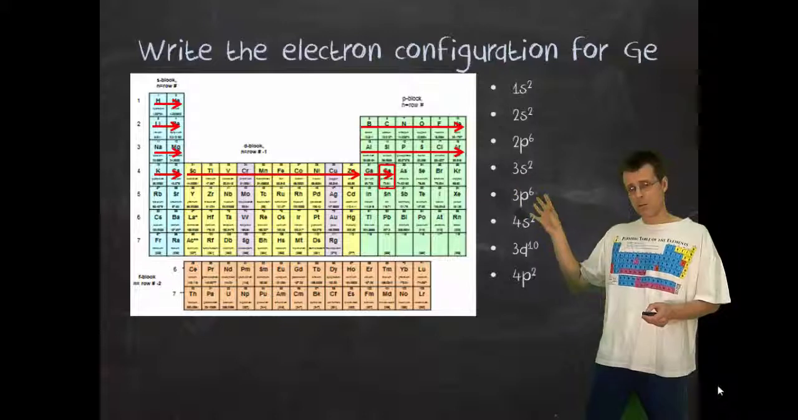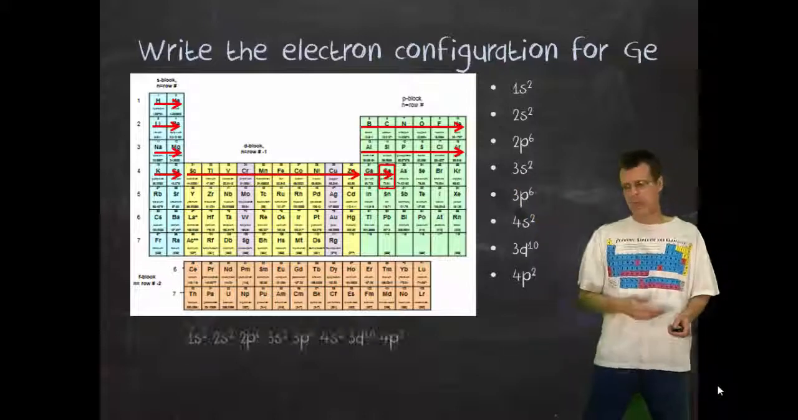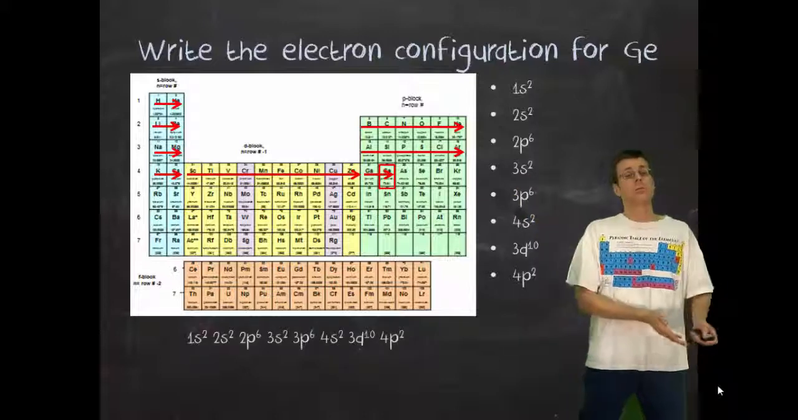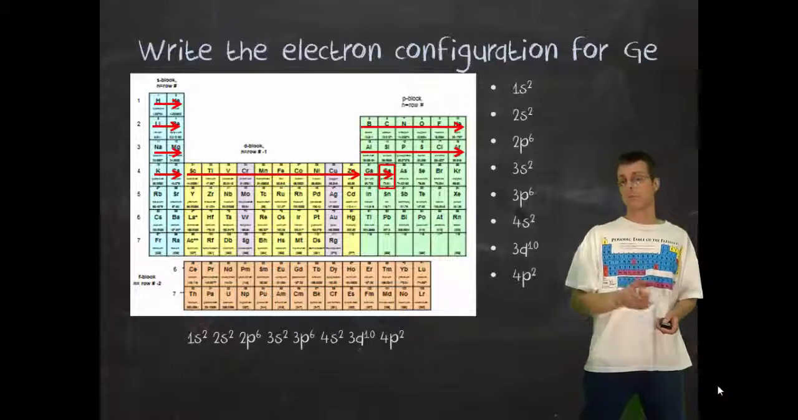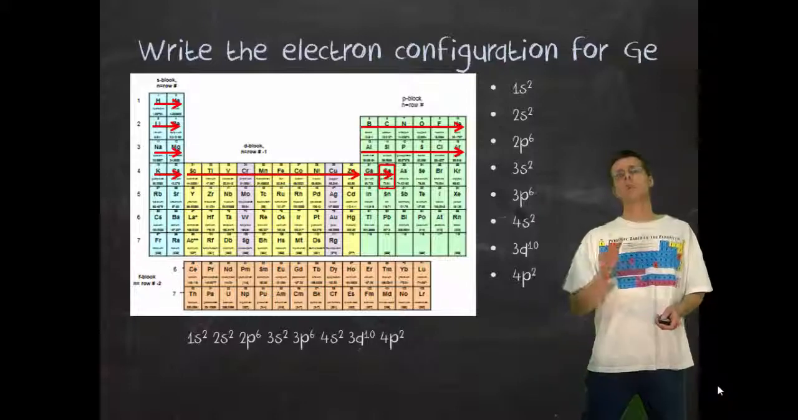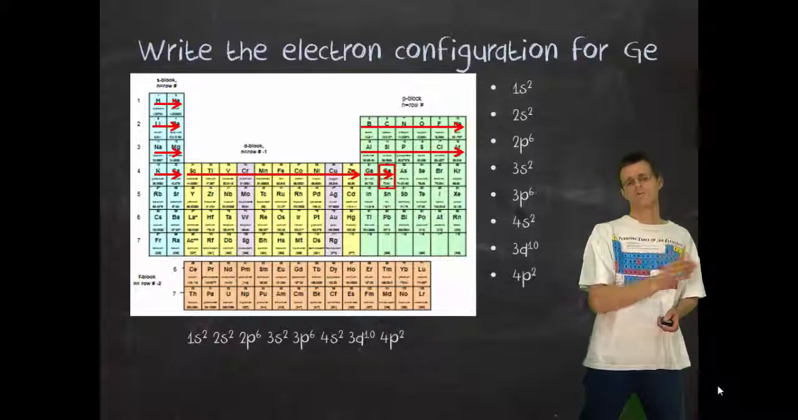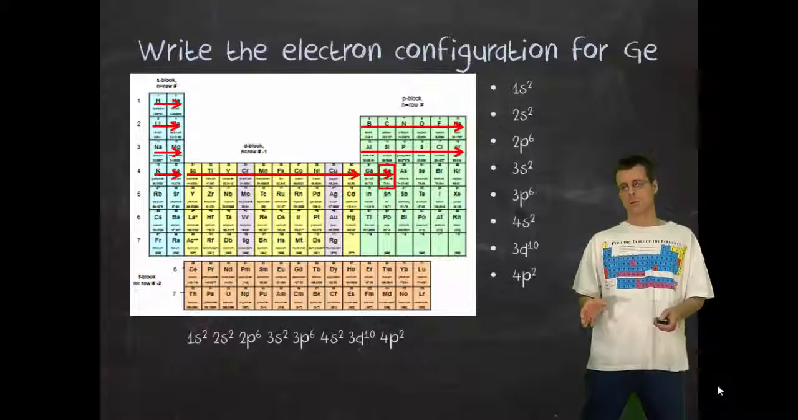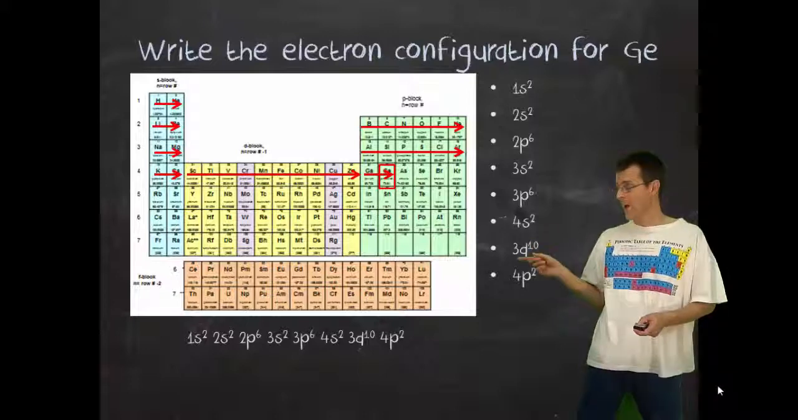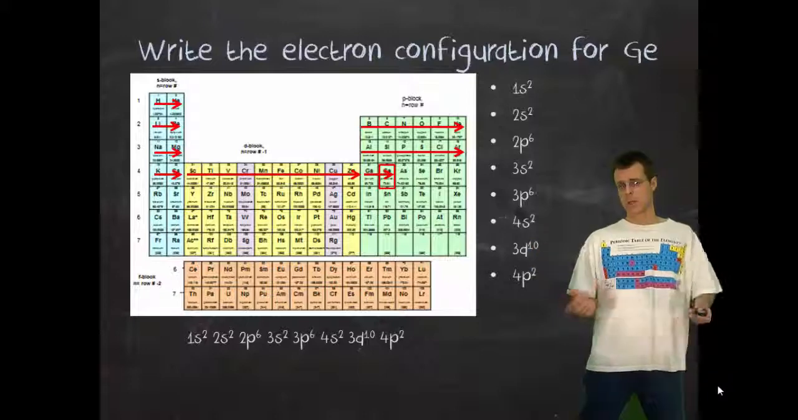So I could take all of that and write it as the electron configuration, the arrangement of electrons in germanium: 1s2, 2s2, 2p6, 3s2, 3p6, 4s2, 3d10, 4p2. And if you count them all up, that would be 32 electrons in germanium.